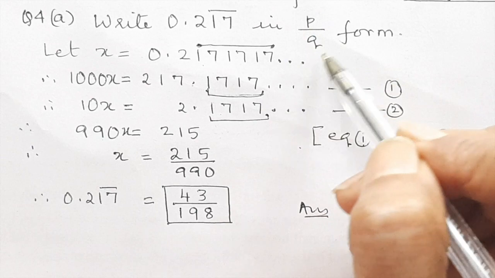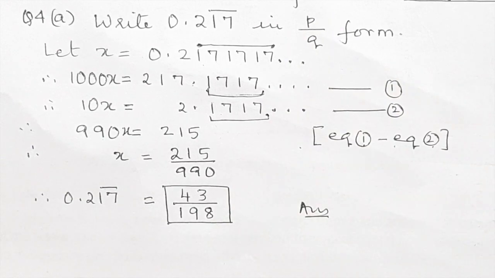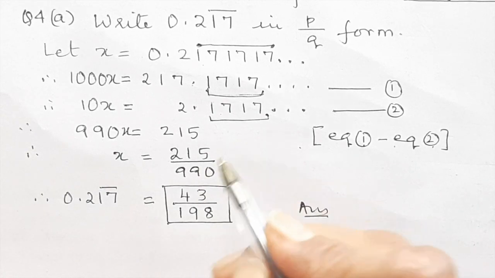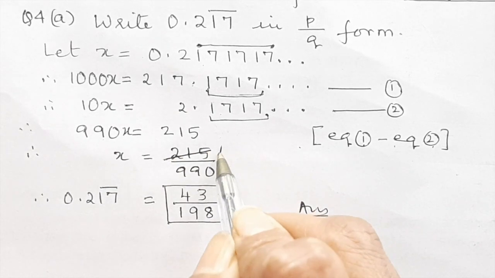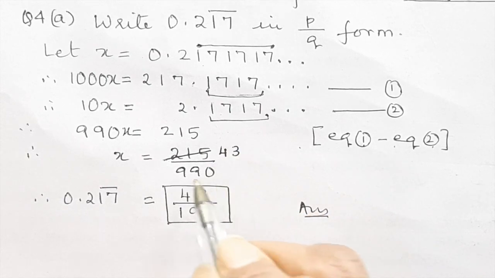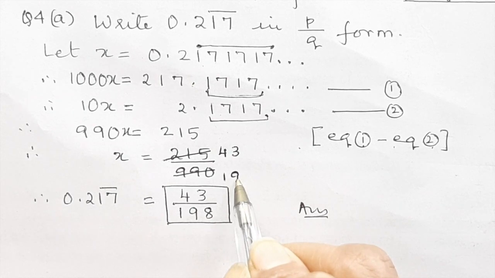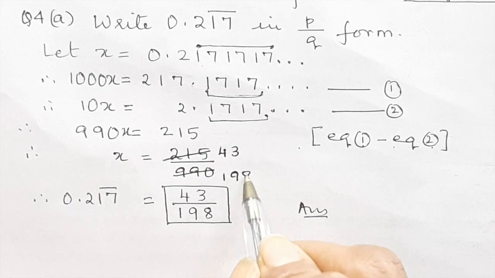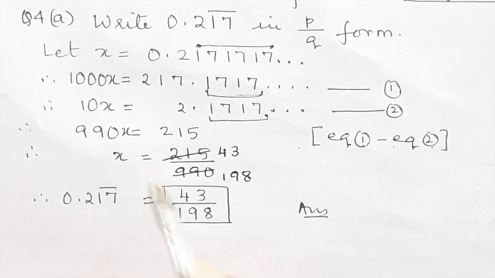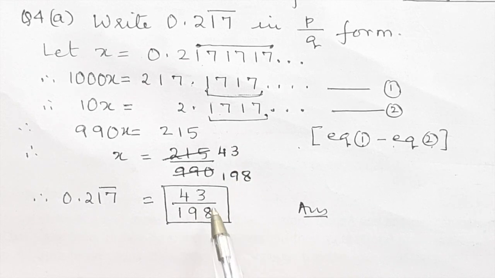Now when we write it as P upon Q, remember there should be no common factor except 1, which means you have to reduce this. So we will have 5 4s 20 and 5 3s 15, and here we will have 5 1s 5, 5 9s 45, remain 4 and 5 8s. So we will have x equal to 43 upon 198.